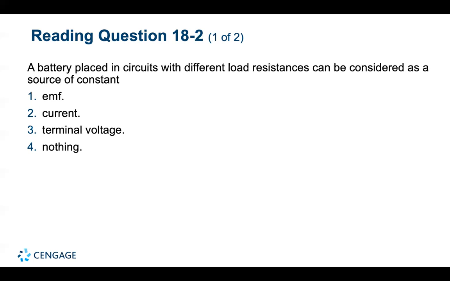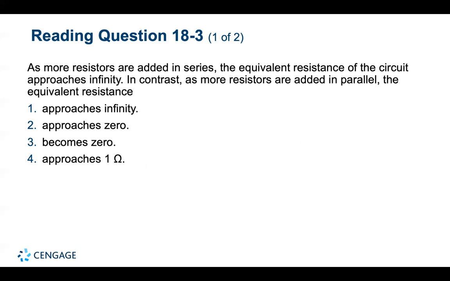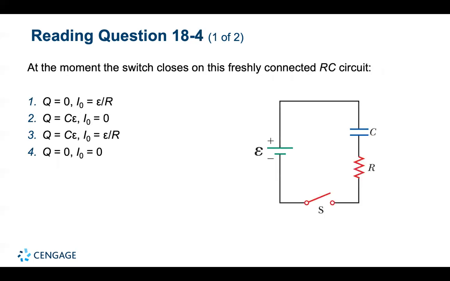Batteries placed in circuits with different load resistances can be considered as a source of constant, and the answer is, EMF. As more resistors are added in series, the equivalent resistance of the circuit approaches infinity. In contrast, as more resistors are added in parallel, the equivalent resistance approaches, the answer is 0. You'll notice it's a complement to what a capacitor is.